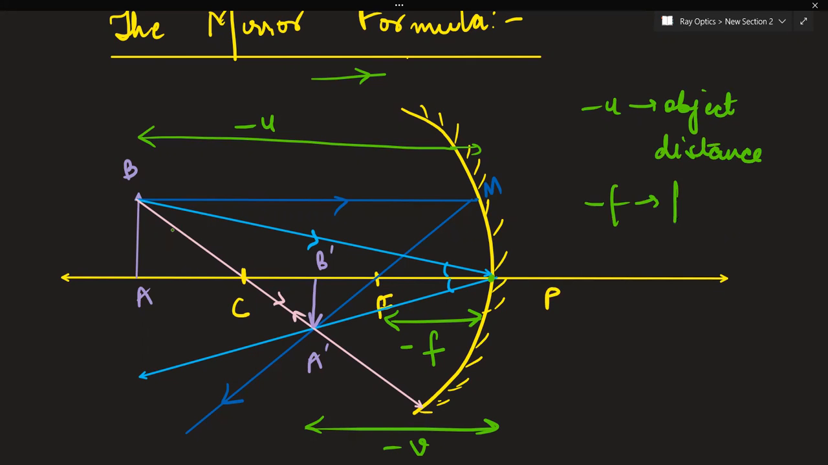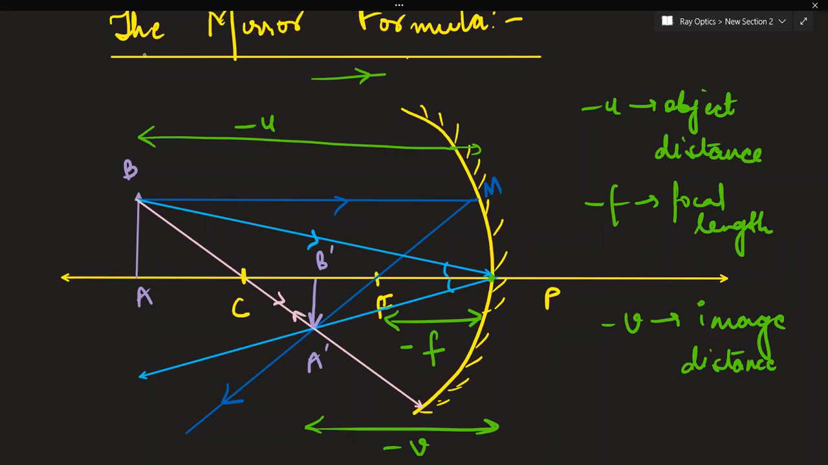Minus F is focal length, and minus V is image distance. I think it's better in the exam if you write it in this way: B dash P is equal to minus V, which is the image distance. That will elaborate your answer.